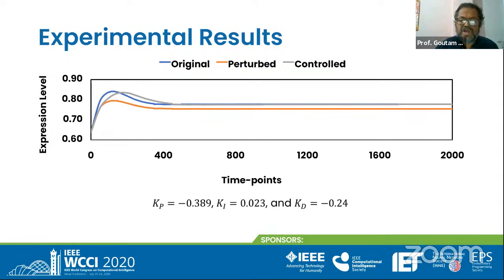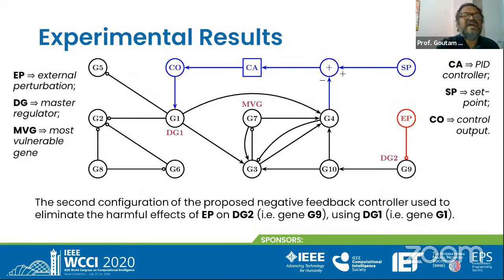Okay. Now come to another experimental setup. I am showing you another experimental result, another network. Say this is a network of the kidney or heart, whatever you please. In this particular network, the red and blue together are the original network. Now, in this network, who are the master regulators? See, G9 is a master regulator and G1 is a master regulator.